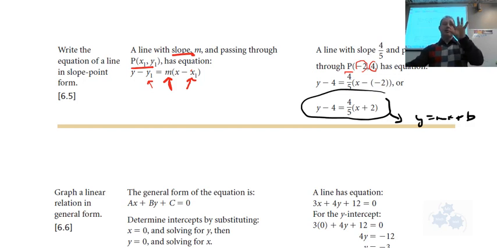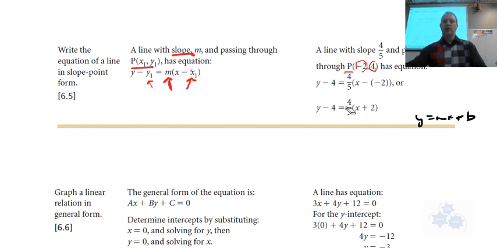You have to isolate the y. So you have to get the y all by itself and positive, preferably on the left side of the equation. So let's do that real quick. Remember, what we have to do is expand or multiply this part out to get rid of these brackets. So let's rewrite this. y minus 4 equals 4 over 5x plus, what's 4/5 times 2? Well, 4 times 2 is 8 over 5, because this is like a 2 over 1, and we multiply those fractions straight across.